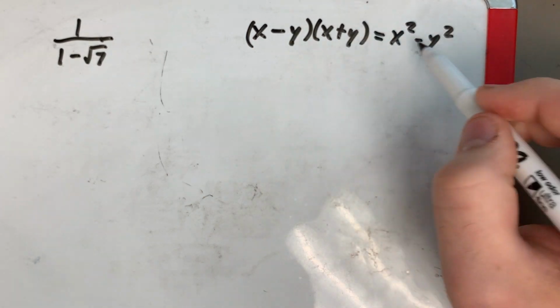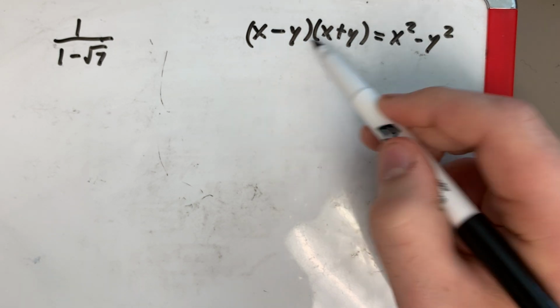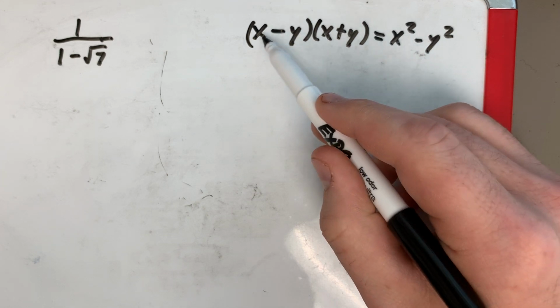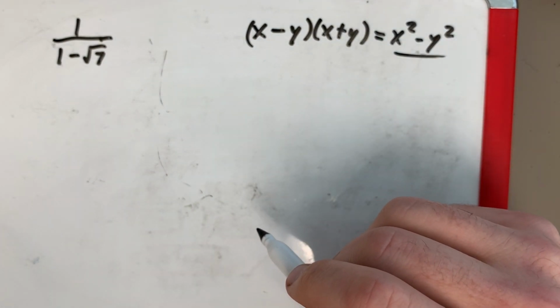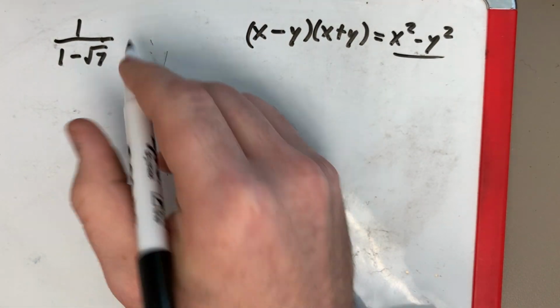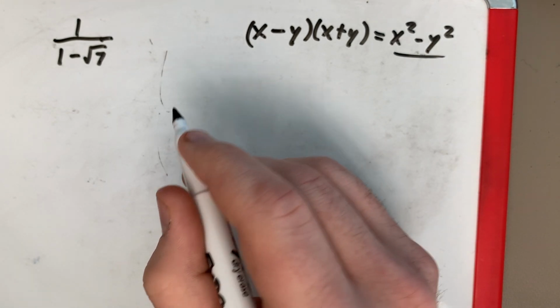So if you were to FOIL this out, you would find that this is what you get. So it doesn't matter what this first x is or what the second y is. If you have minus and then plus of the same two things, you get this when you multiply them together. Okay, so how does this simplify, or how do we deal with this sort of situation? Well, we need to cleverly multiply by 1.